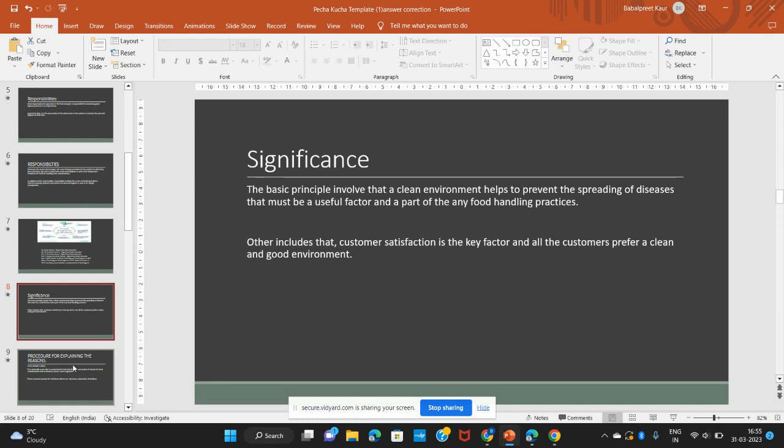So what is the significance of the hygienic condition? The basic principle involved is that a clean environment helps to prevent the spreading of disease as well as ensuring customer satisfaction, because all customers want a clean and neat environment for having their meals.